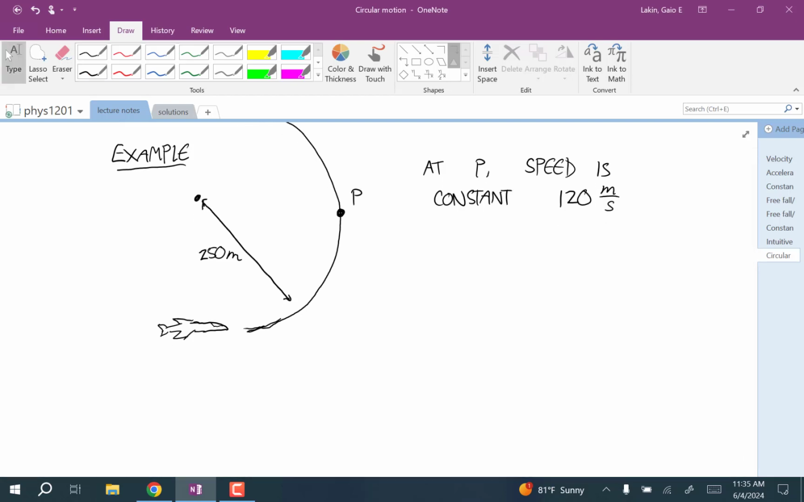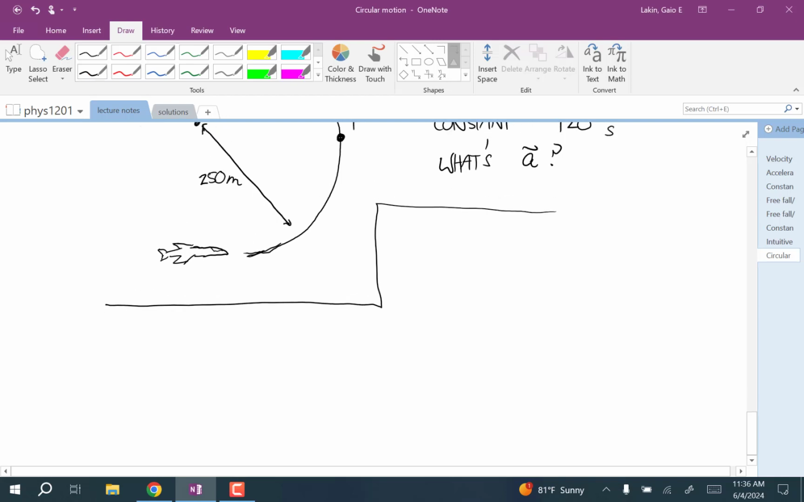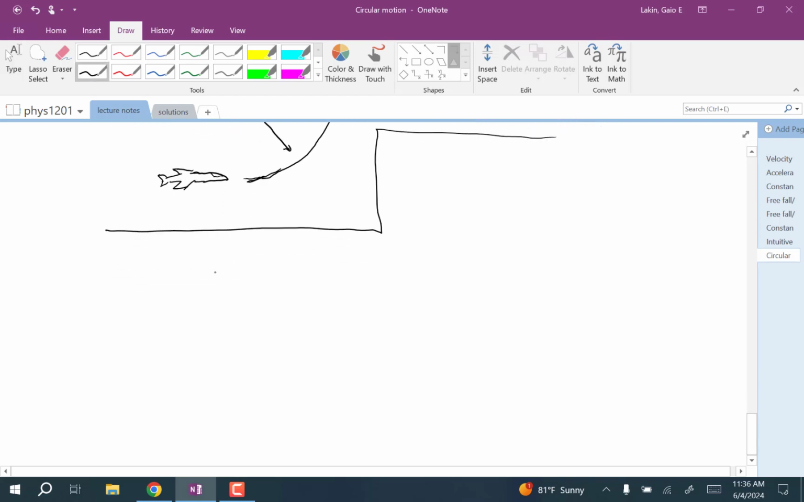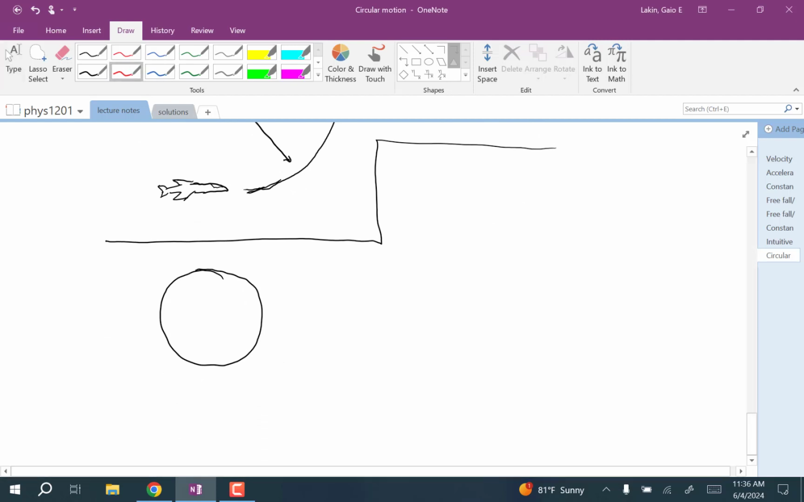And we want to calculate the acceleration at that point P. Okay, I'm just going to go through the steps. The first step is choose a view where the circle is visible. That was already given in the problem, so I didn't have to change anything about the view.